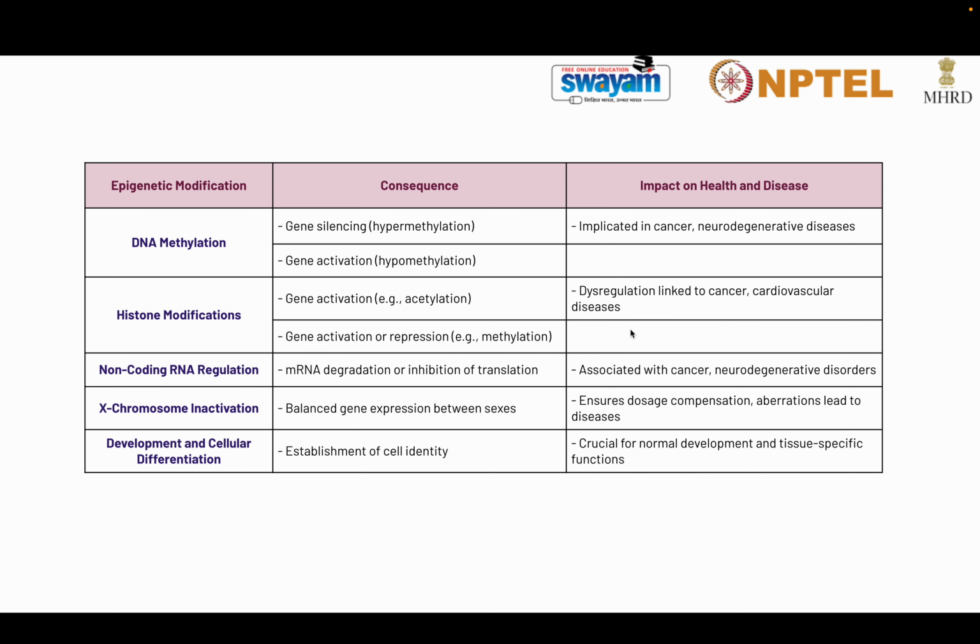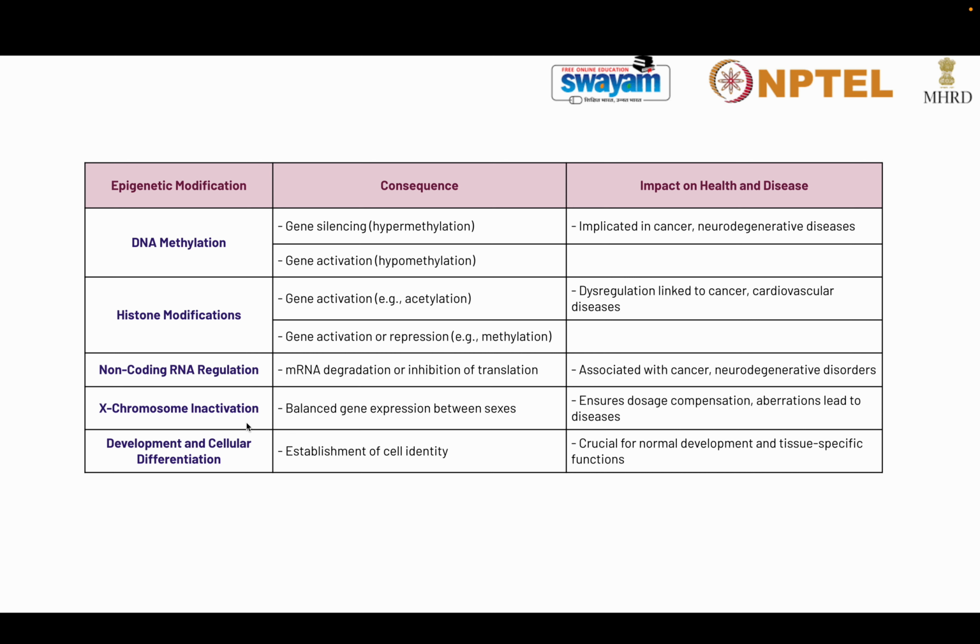So here you can get the idea that these epigenetic changes are very important. If these are disturbed, then they will lead to disease. They can cause cancers, cardiovascular disease, neurodegenerative disease. Similarly, non-coding RNA regulation is also regulated with epigenetic modifications, such as mRNA degradation and inhibition of translation. When you see gene silencing with microRNA and small interfering RNA, that is also a kind of epigenetic modification in which the particular mRNA is either degraded or repressed so that it cannot be translated. So it is also associated with cancer and neurodegenerative disorders.